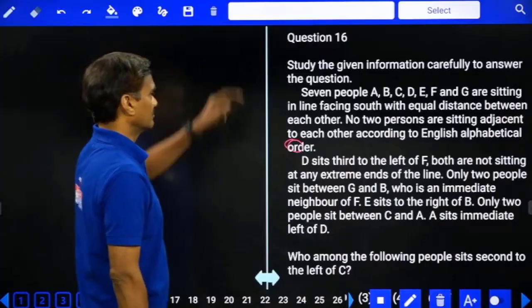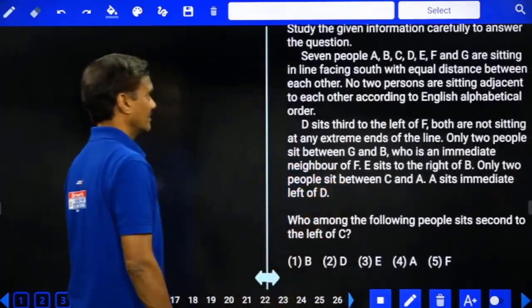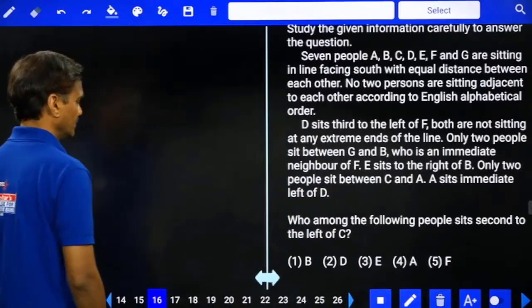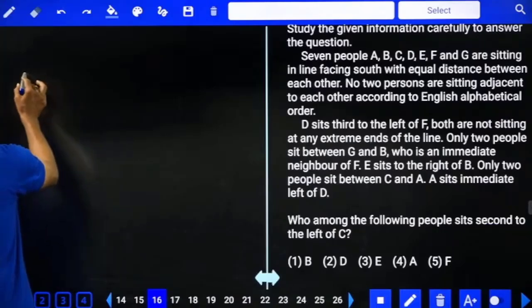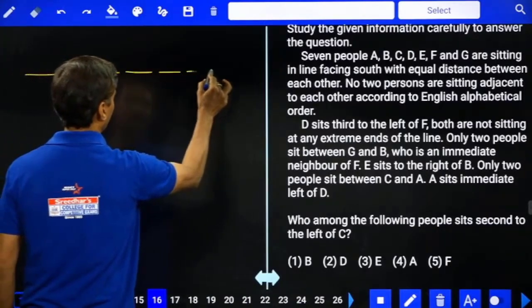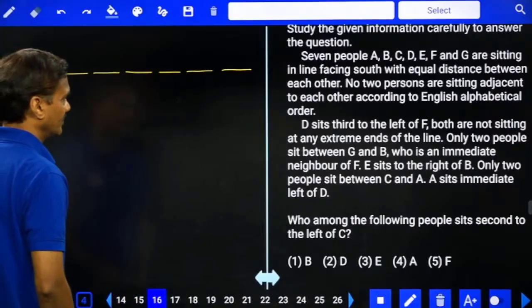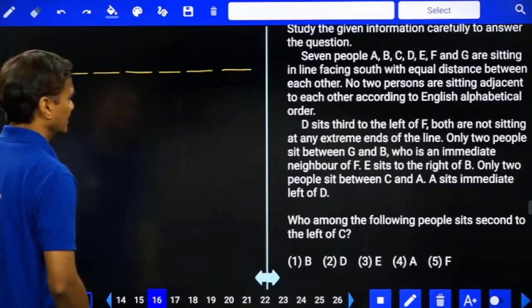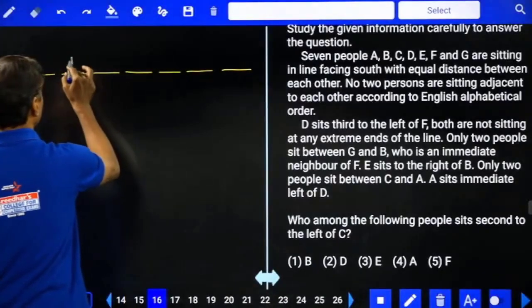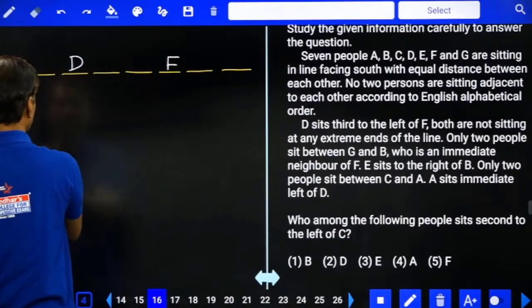Then in question number 16, there are 7 people seated in a line facing south with equal distance. No 2 persons are adjacent to each other. Now here we have 1, 2, 3, 4, 5, 6, 7. D sits third to the left of F, and both are not sitting at the extreme ends of the line. Now D is seated third to the left of F, D is here, third to the left of F. This is one possibility. Then what is the next possibility we have?